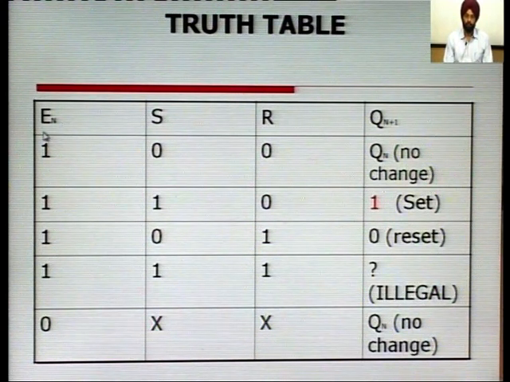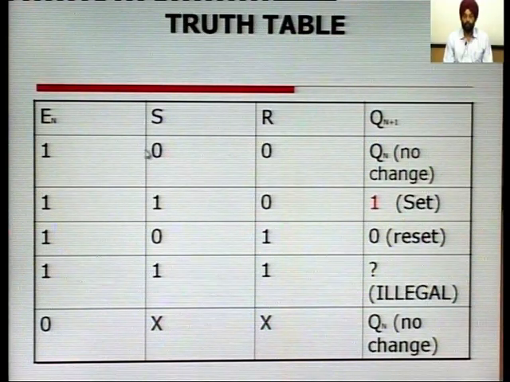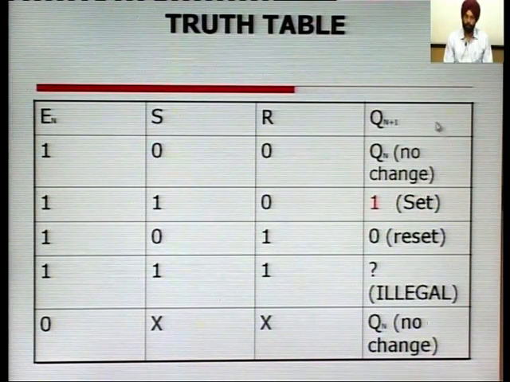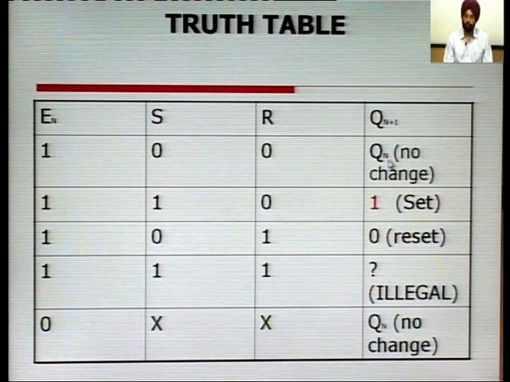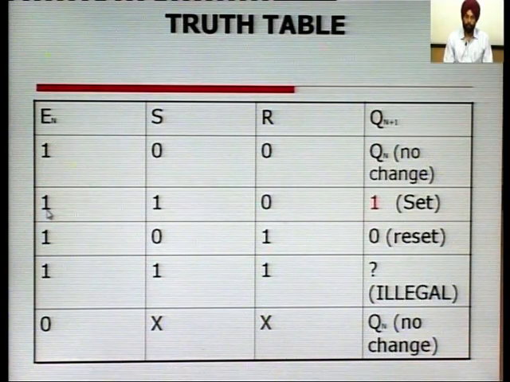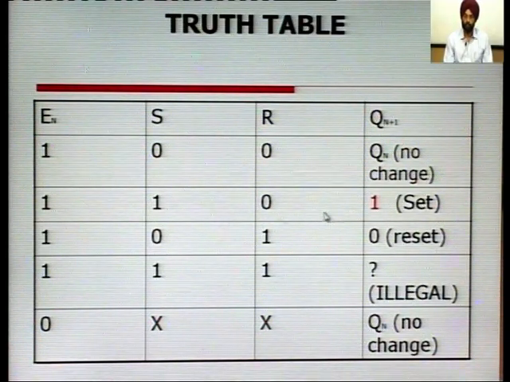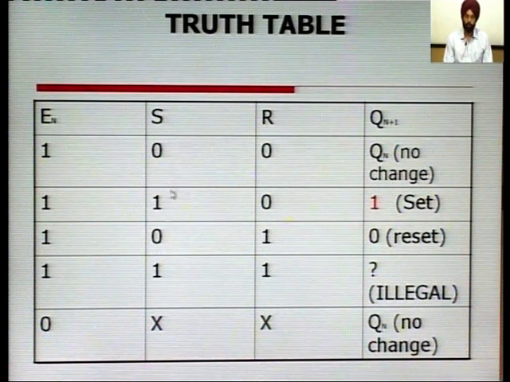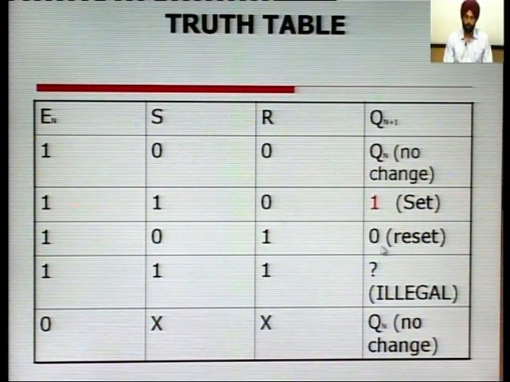In this truth table, you see when the enable input is 1, then when both inputs S and R are 0, there is no change in the output of the flip flop, that is it is in the last state. When enable input is 1, S input is 1 and R input is 0, this will take the flip flop into the set state. When enable input is 1, S input is 0 and R input is 1, this will cause the flip flop to be in the reset state.